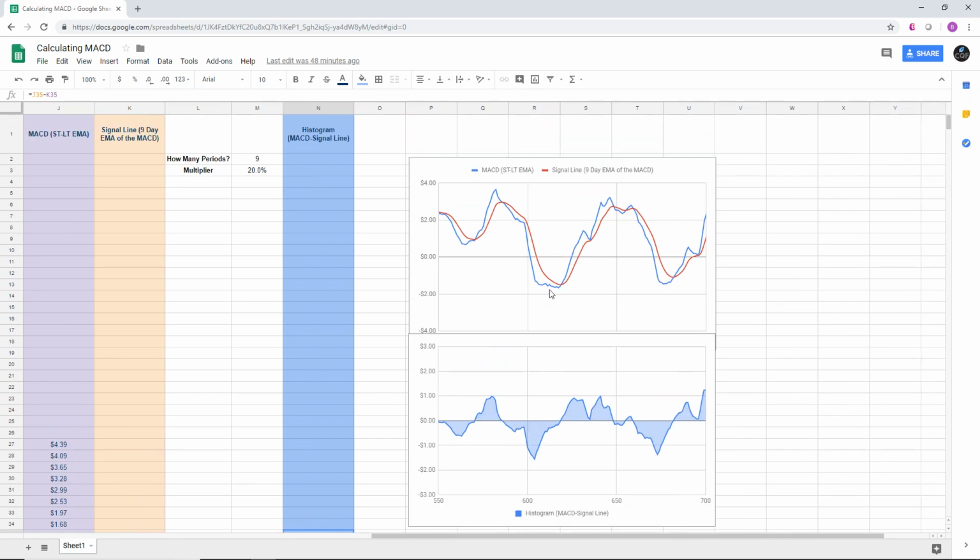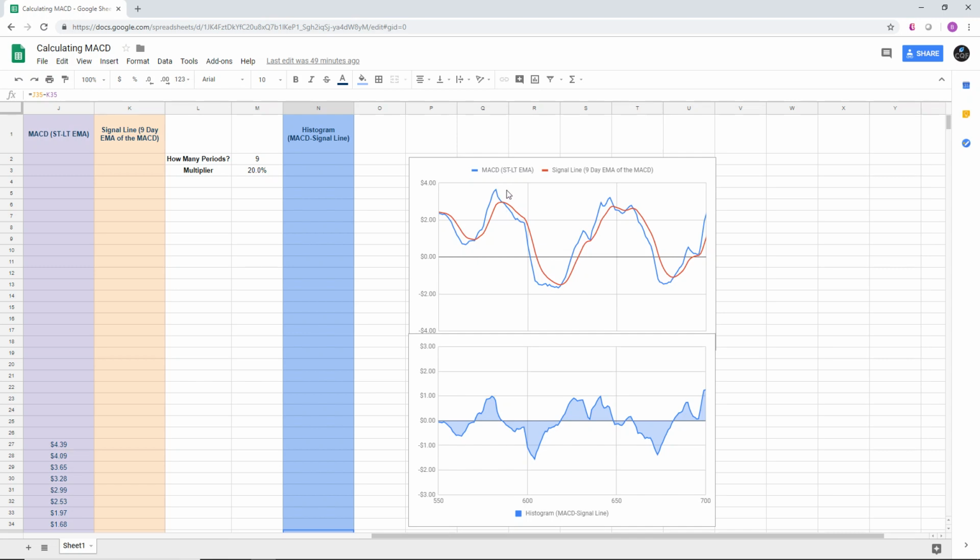Over here we have basically what a MACD looks like. I'm not a Google Sheets expert, so I kind of rigged it a little bit here. But in the top part, you have the blue line, that's the MACD, and the red line, that's the signal line. So just to recap some things that we talked about, if the blue line crosses the red line going up, that is a bullish sign, like I am circling right here.